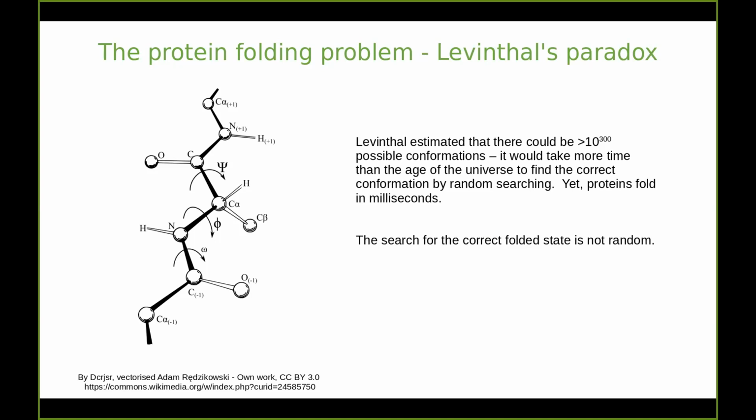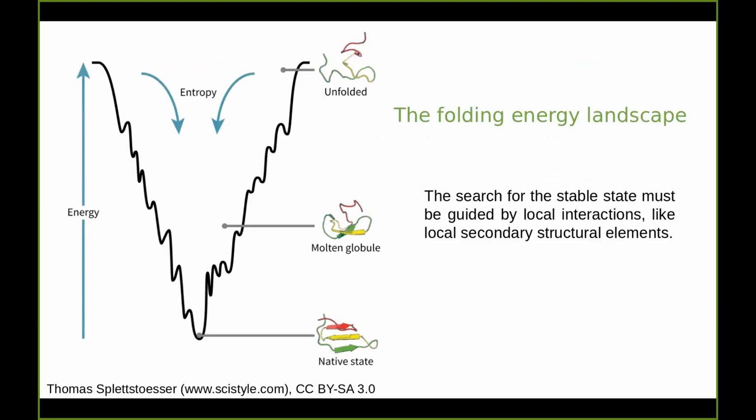Yet, inside cells, proteins fold in milliseconds. So it's clear that this search for the correct folded state cannot occur purely by random search. There must be some local interactions that drive a non-random search to the outcome. There is a landscape, where some states are more probable than others, so there must be a guided search to the ultimate folded state. In principle, it should be guided by these local interactions, like the local propensities for secondary structural elements, giving rise to a higher-order, bigger structure.